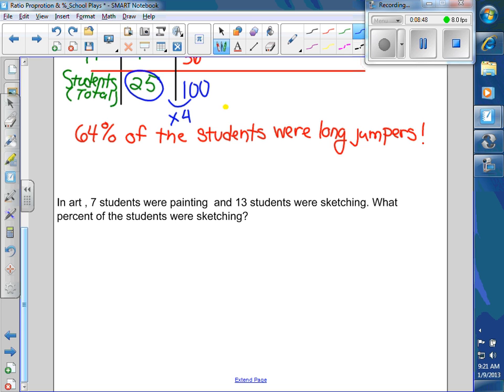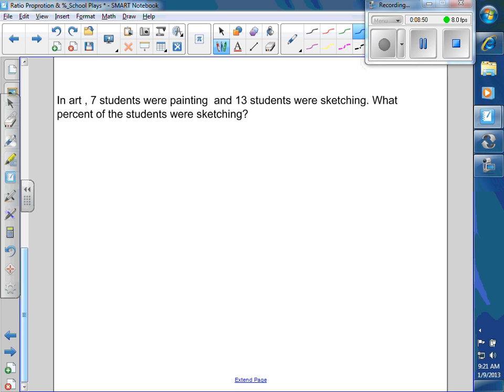Okay. So here's another problem. Let's have somebody read that for me. Jackson. In art, 7 students were painting and 13 students were sketching. What percent of students were sketching? Okay, so is this problem similar? Yeah, we could use a ratio table.